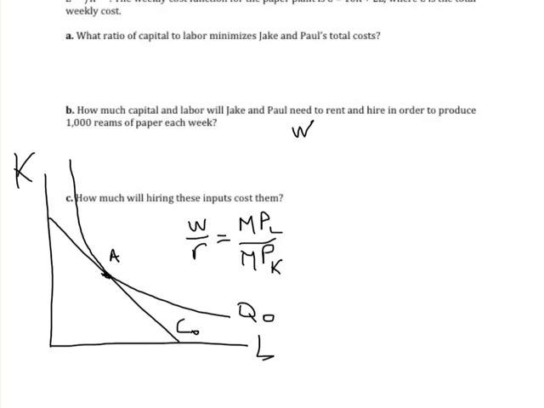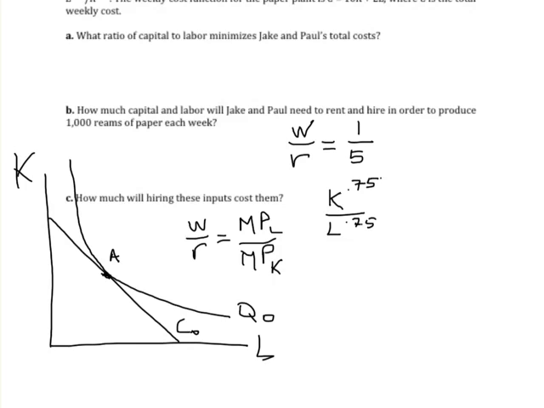I'm just going to take whatever space I can find to work in. W over R is equal to 2 over 10, or 1 over 5. Now, the marginal rate of technical substitution is a little bit trickier. We are given that the marginal product of labor is K to the 0.75 over L to the 0.75. And we're going to divide all that by the marginal product of capital, which is 3L to the 0.25 divided by K to the 0.25.